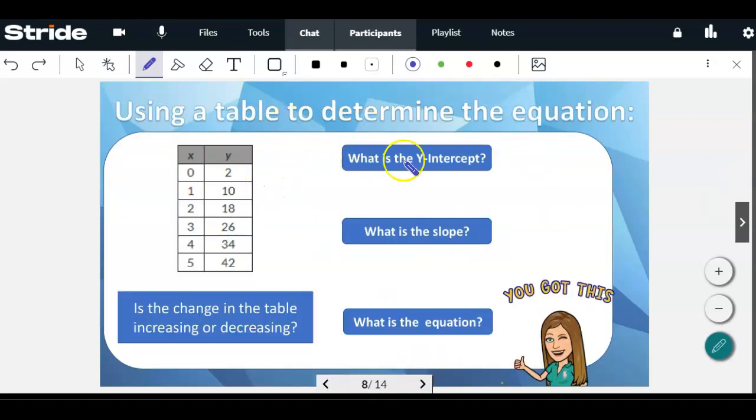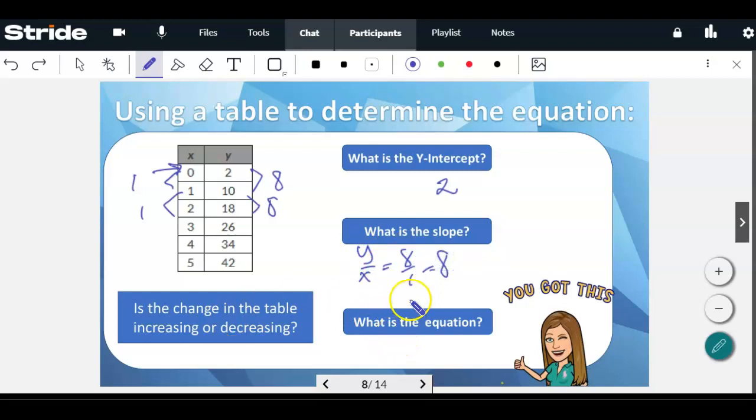All right, so let's look at this table to determine the equation. What is the y-intercept? Right here, look. 0, 2. The x value is always 0 for the y-intercept, so it's 2. What is the slope? You can either use a slope formula or you can say rate of change here. This goes up 8, up 1, up 8, up 1. They're all constant. So the slope would be, remember, change in y over change in x. 8 over 1 is 8.